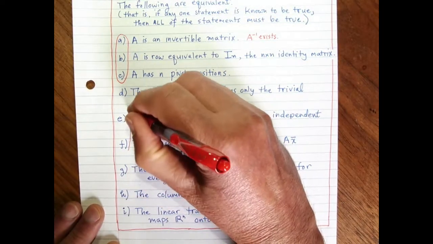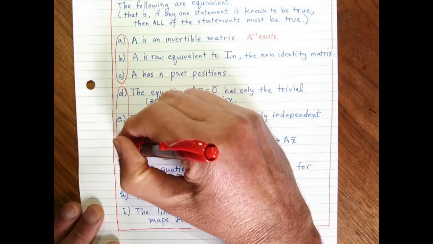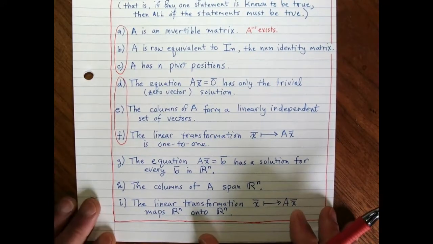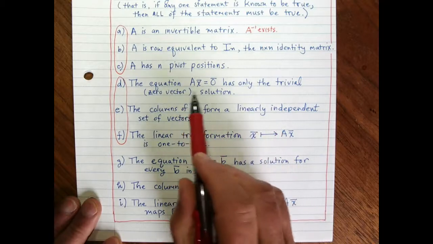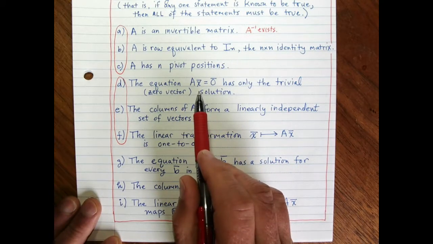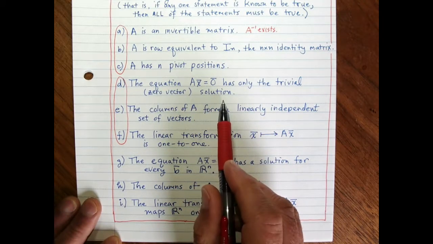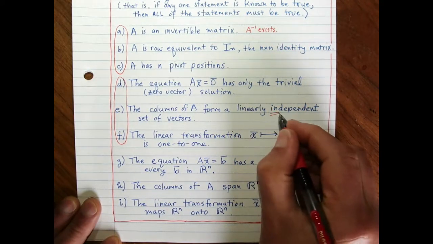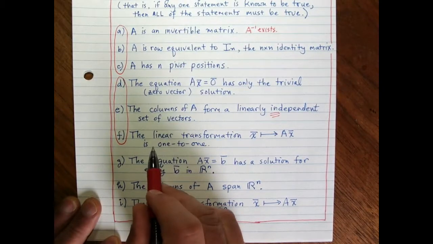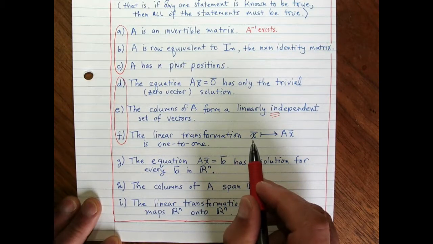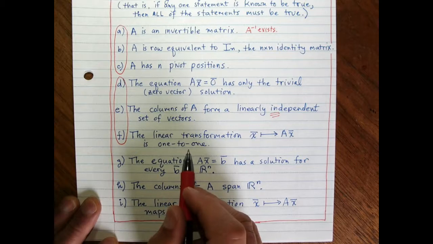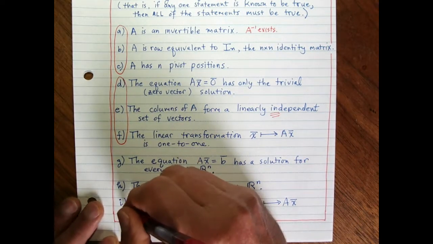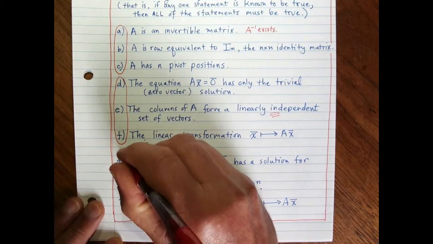I'm also going to group D, E, and F together because we've already seen in chapter 1, near the end of chapter 1, the equivalence of these 3. Ax equals 0 has only the trivial solution, and the columns of A form a linearly independent set if the linear transformation that takes x to Ax is 1-to-1. Those are characterizations of one-to-oneness.